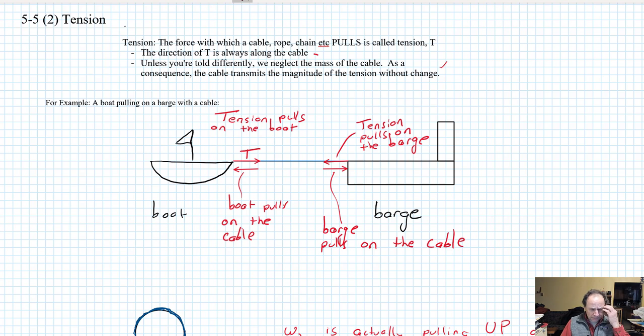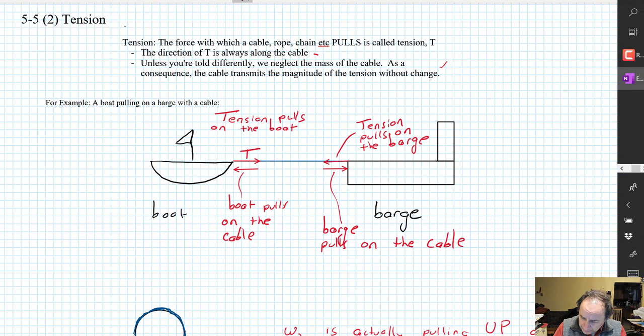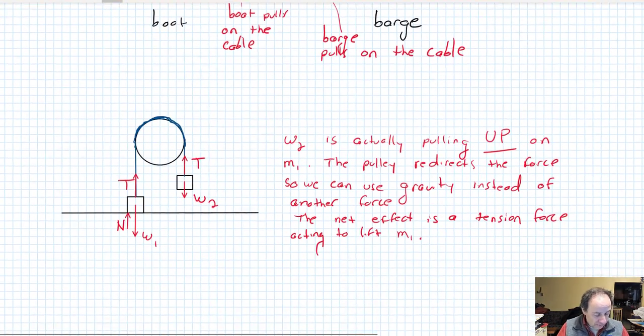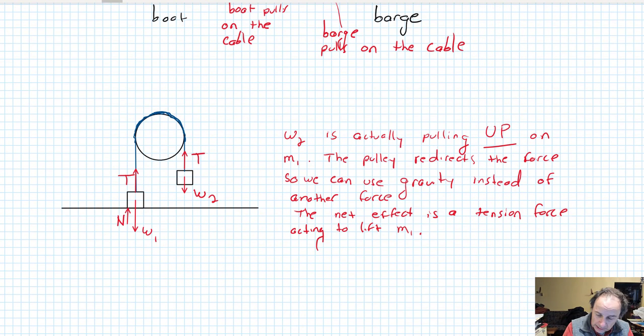All right, so for example, in this, by the way, in the PowerPoint, this is around slide 22, gives some more information on this. But for here, we have a boat pulling a barge connected by a cable. Along the cable, there's tension on each side. Right, the cable is pulling on the boat, just as it's pulling on the barge over here. And the boat is pulling on the cable, and the barge is pulling on the cable. All right, so let's look at an example here.